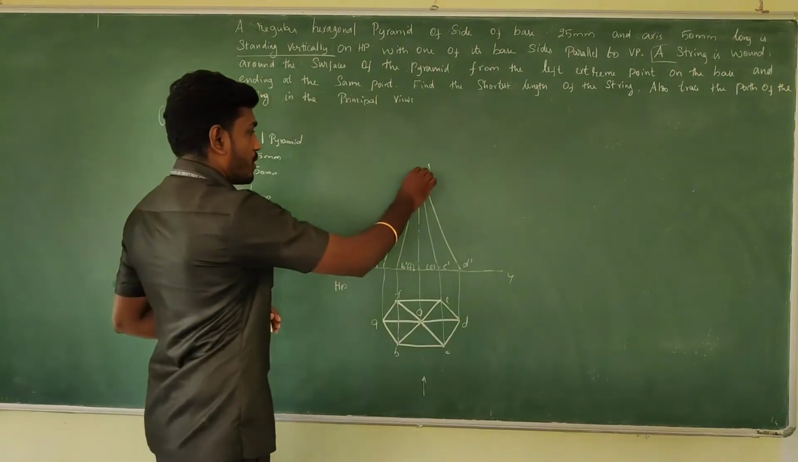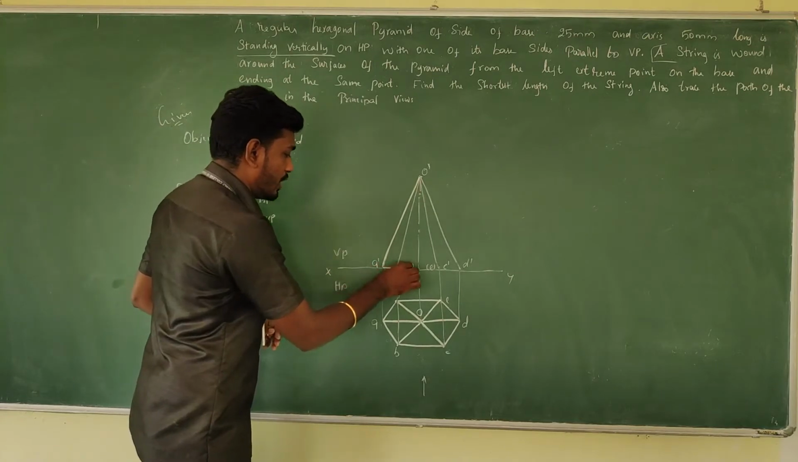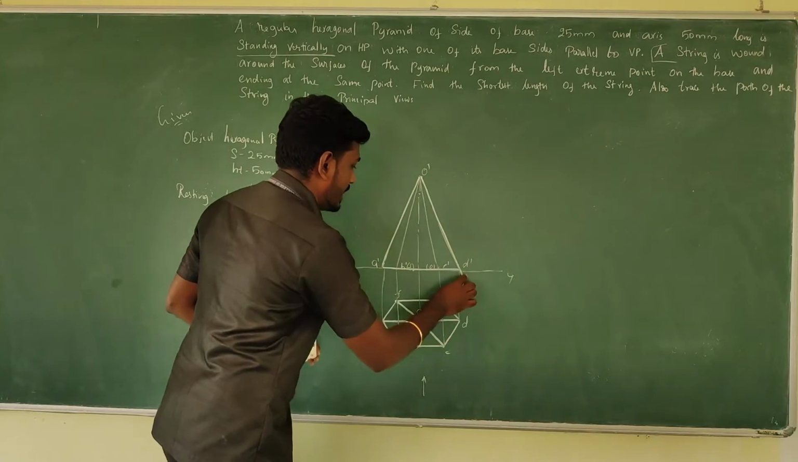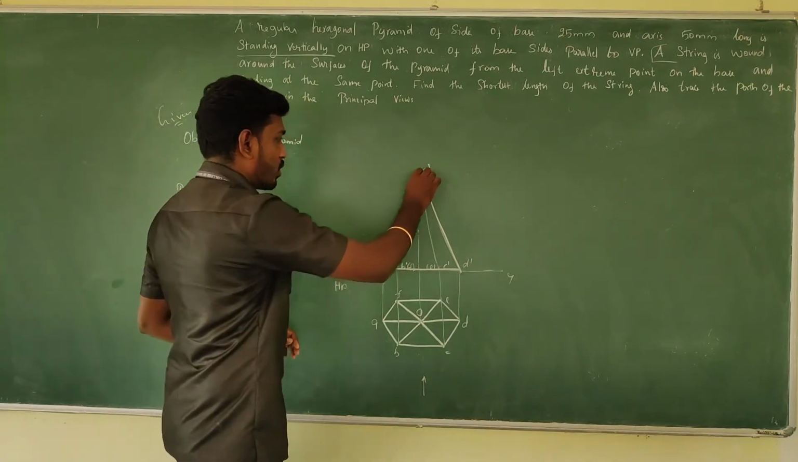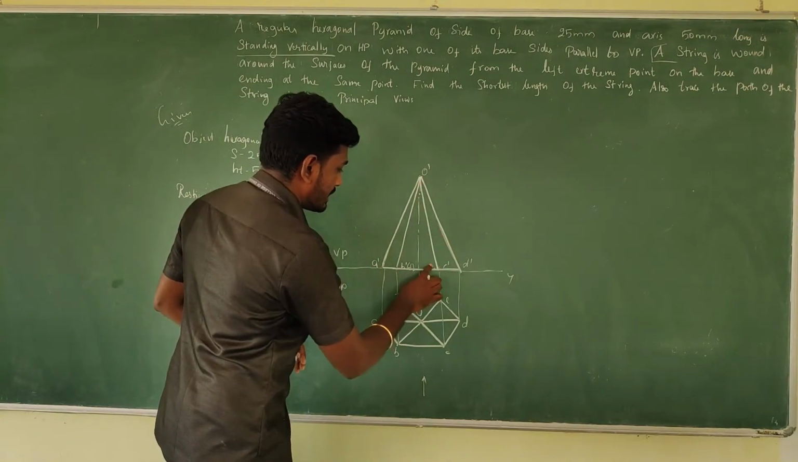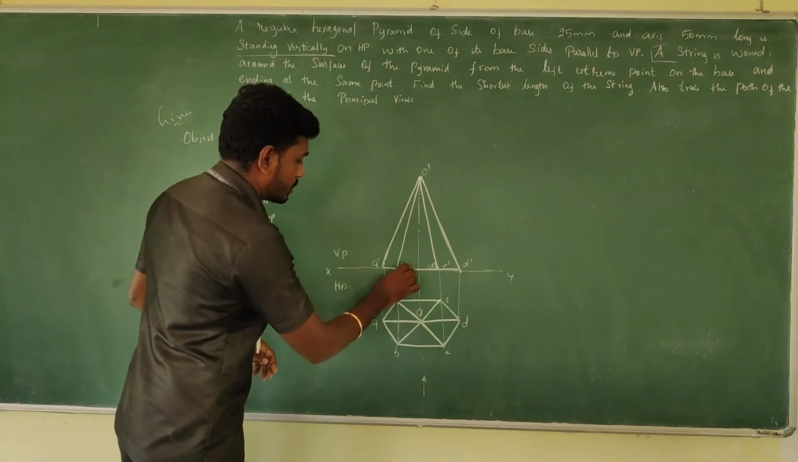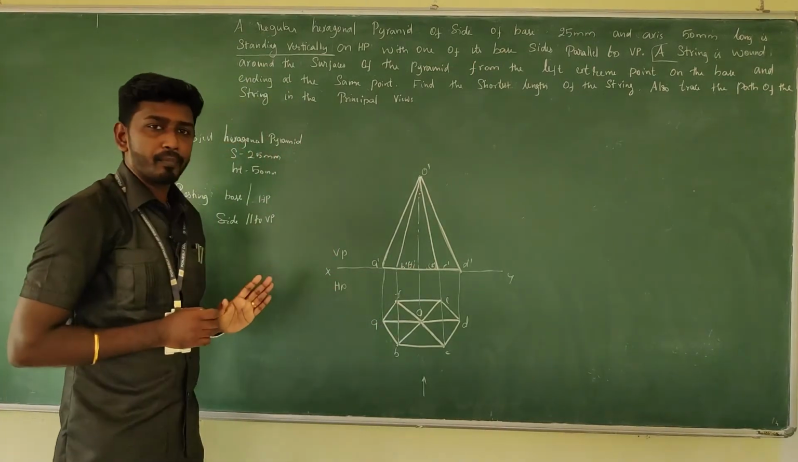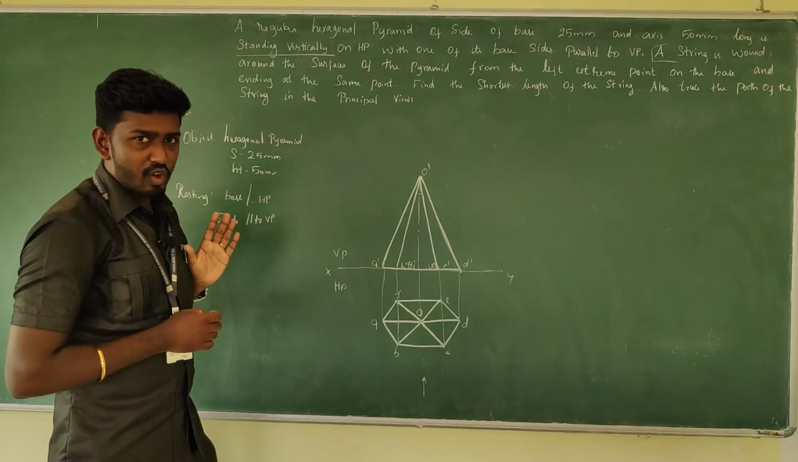In the front view, this edge O to A will be a dark one, the base will be a dark one, and the edge O to D will be a dark one, then O to B will be a dark one, B to C will be a dark one. Okay, make it like this. Fine. After completing it, here the string is wound.